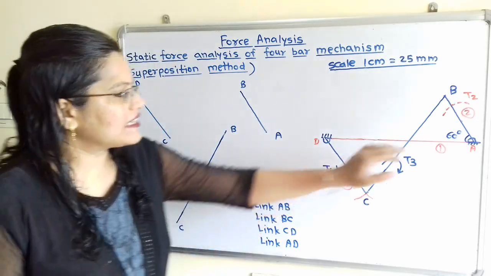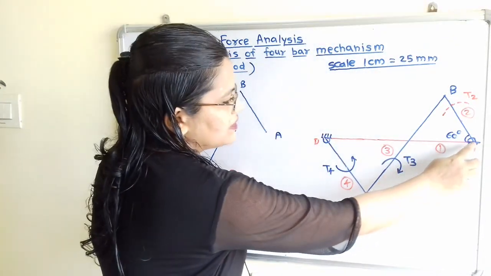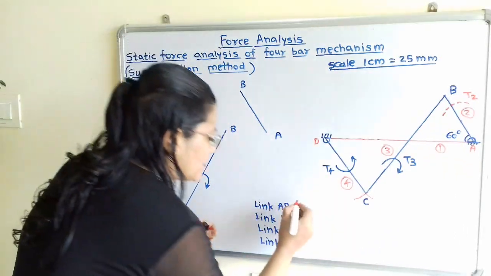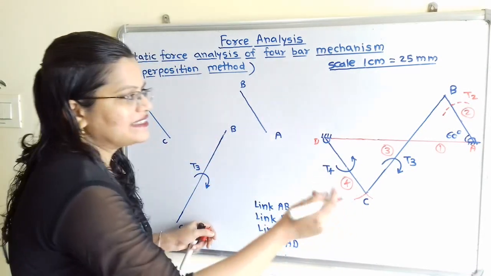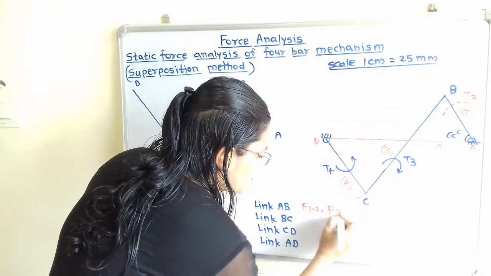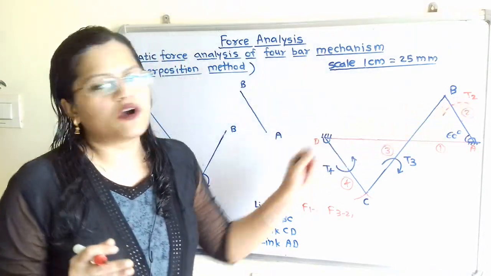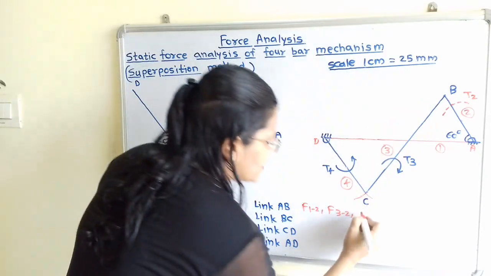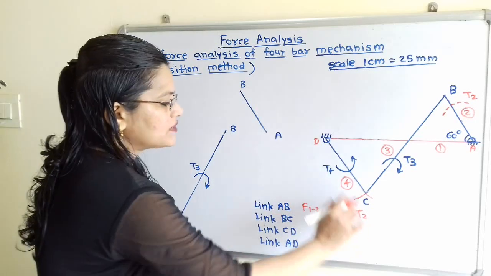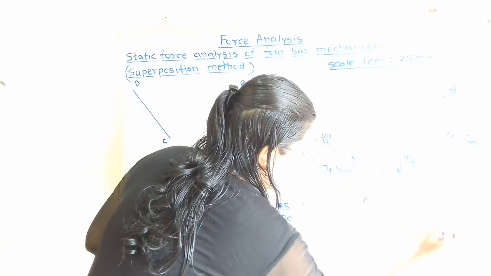So we will take this link AB. If we observe this link, then there are 2 forces, that is through this point A there is force F of 1 to 2. So we will mention here this force F of 1 to 2. Then second force through this point B, F of 3 to 2. Then torque T2 is to be applied for the equilibrium of the mechanism. So there is one torque, that is torque T2. So this link AB we will consider as 2 force and 1 torque member.